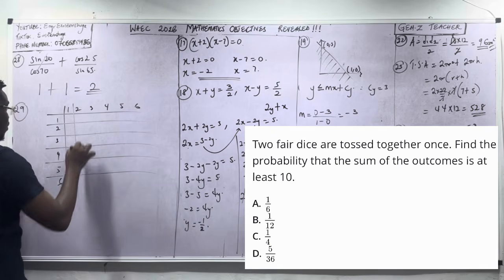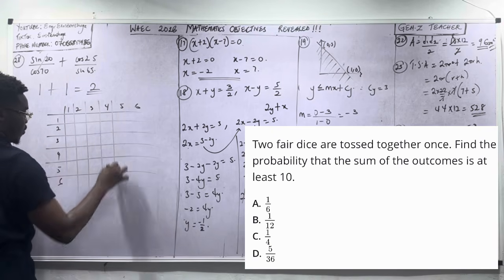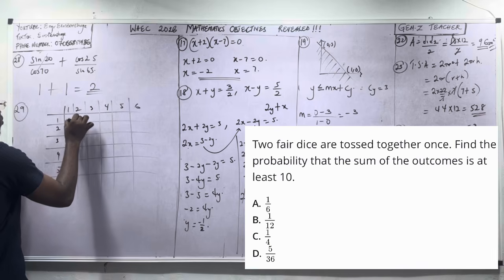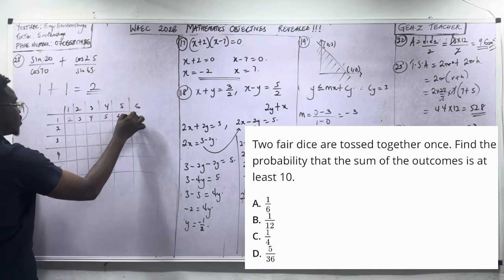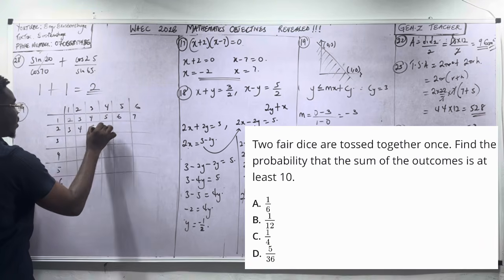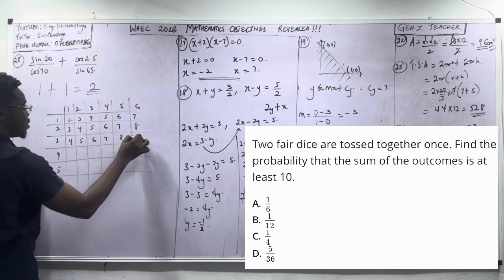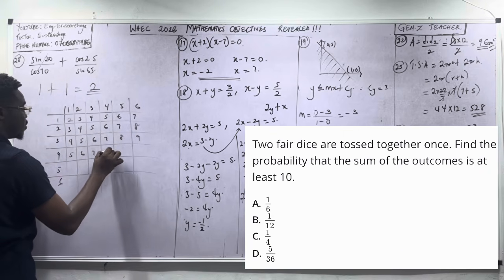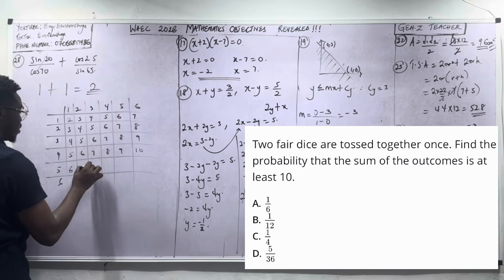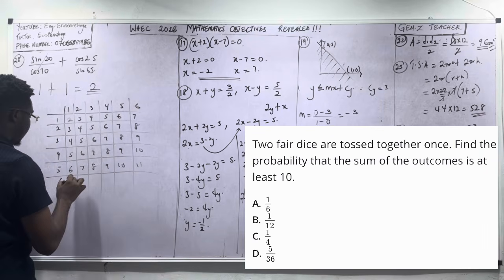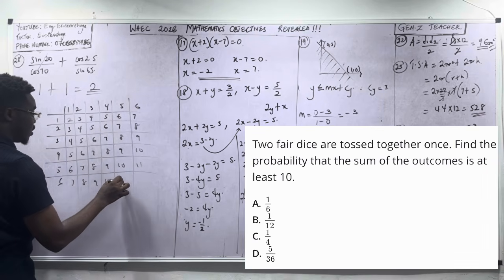We're not going to waste time over here. 1 plus 1 is 2, 3, 4, 5, 6, 7. 3, 4, 5, 6, 7, 8, 4, 5, 6, 7, 8, 9, 5, 6, 7, 8, 9, 10, 6, 7, 8, 9, 10, 11, 7, 8, 9, 10, 11, 12.